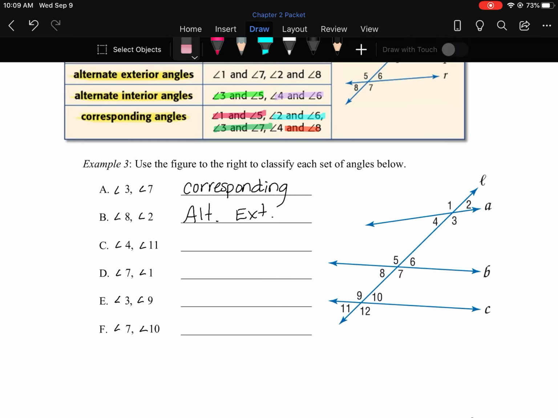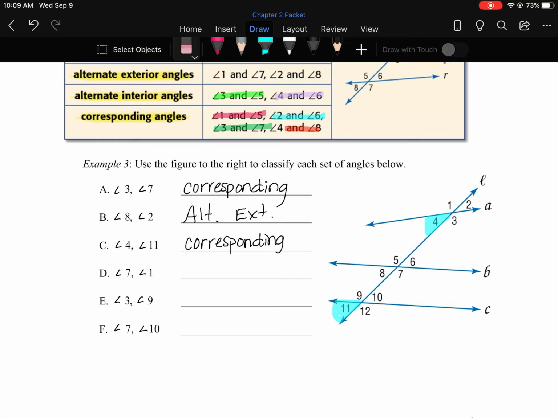All right, now 4 and 11, so I need to bring the bottom back up. 4 is here, 11 is here. So that means I can ignore everything here in the middle if it's confusing to you. 4 and 11, they're on the same side, but one's inside, one's outside, so therefore they are corresponding again. They are both in the bottom left corner.